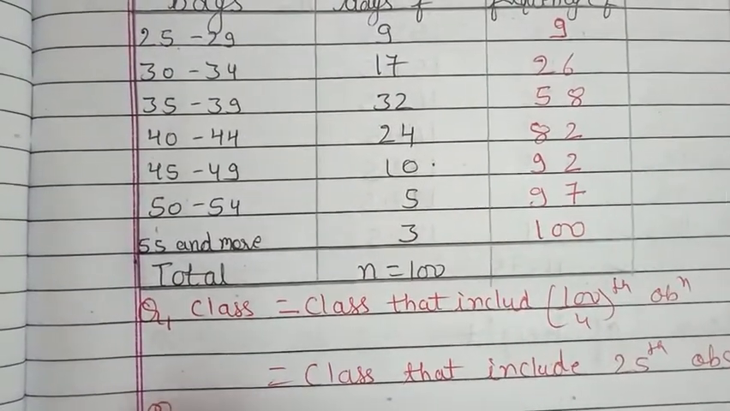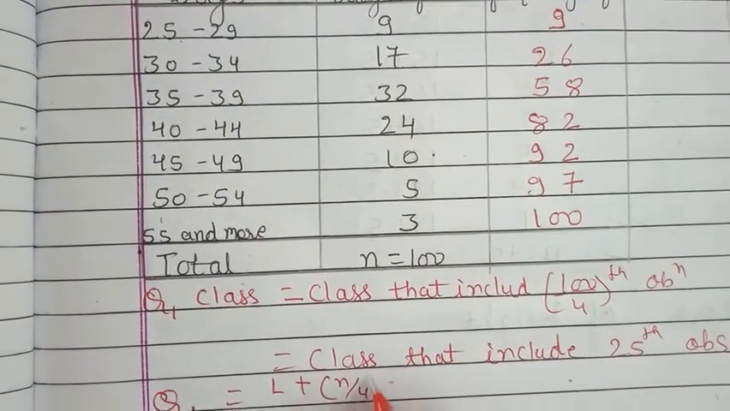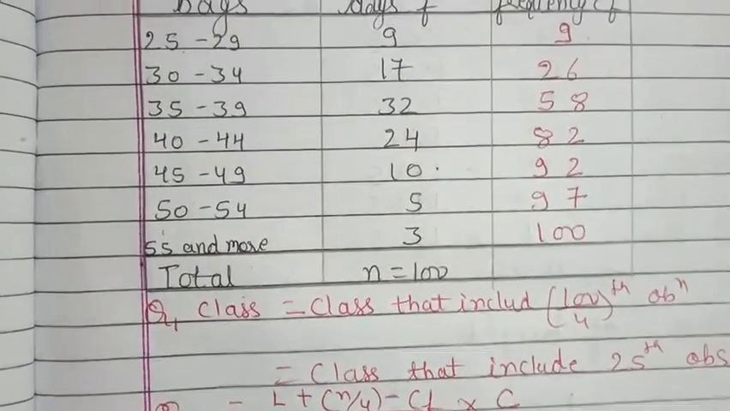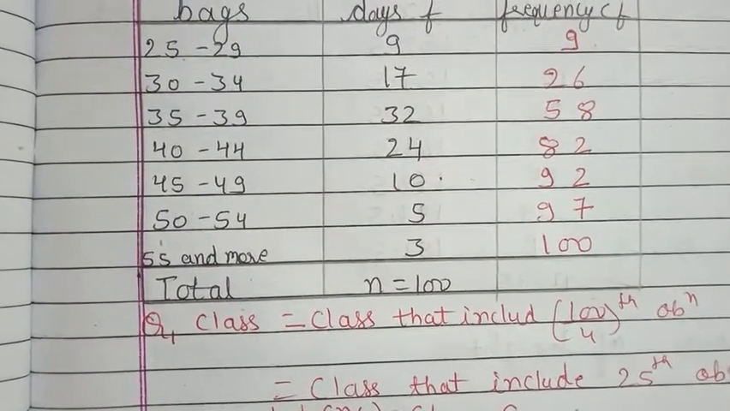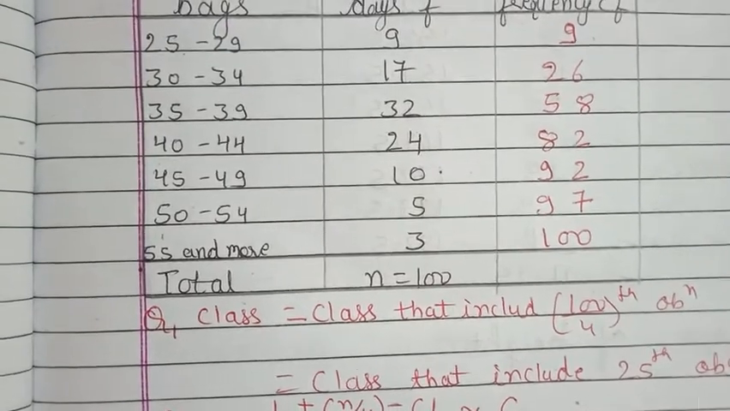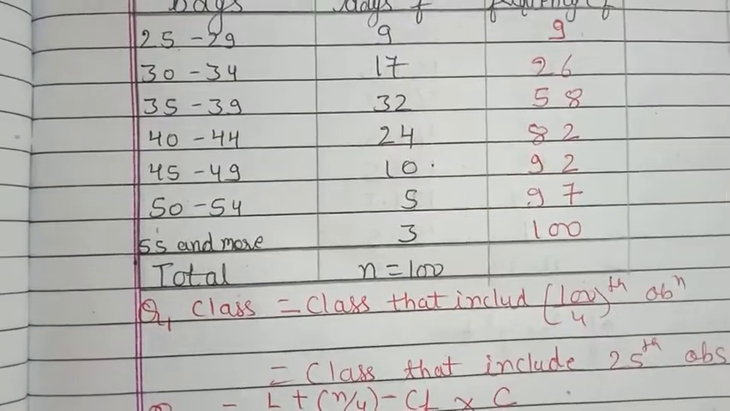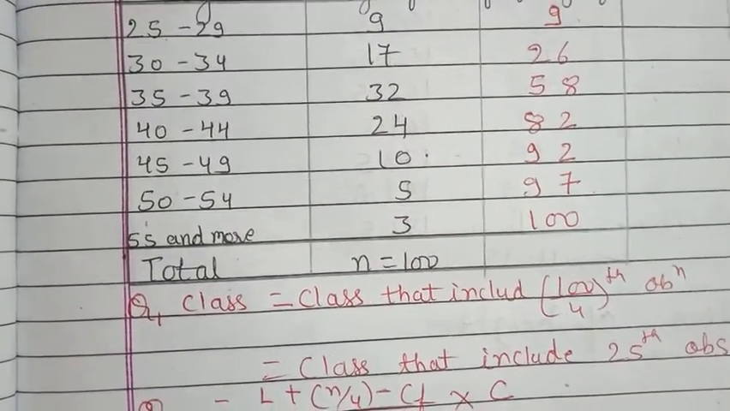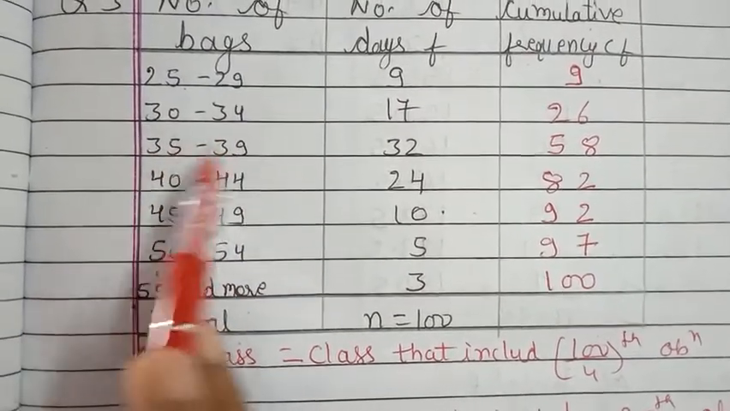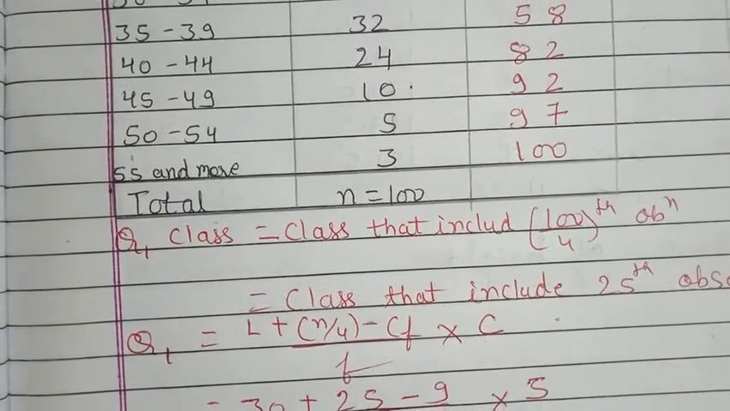Now we will put it in our Q1 formula. So Q1 is equal to L plus (n by 4 minus CF) upon F into C. L is 30 plus n by 4 is 25 minus CF is 9, frequency is 17, into C. C is 5, because we have to convert this between inclusive and exclusive, which I have already explained, right? 30 plus 25 minus 9.